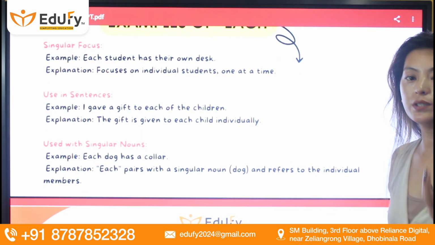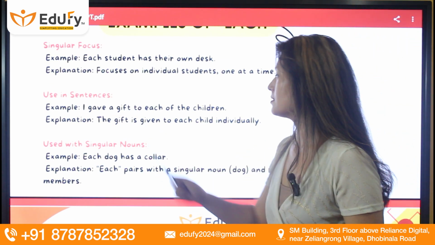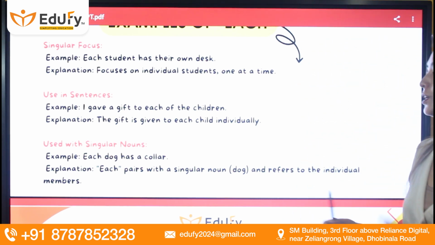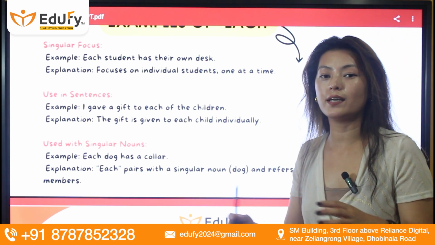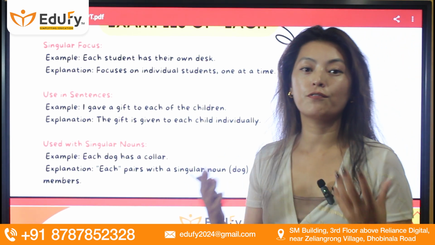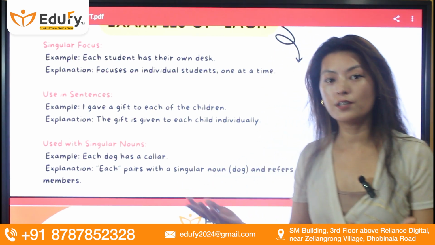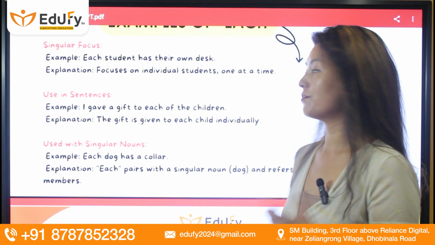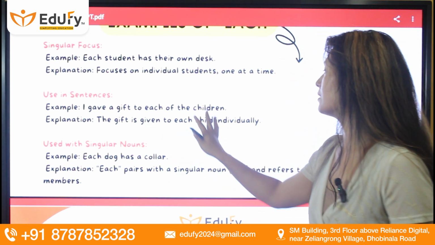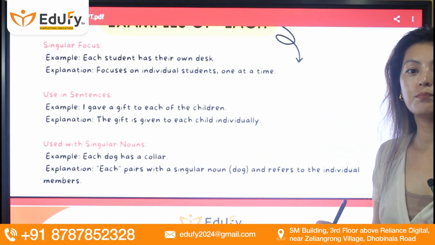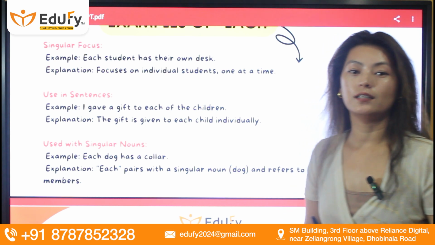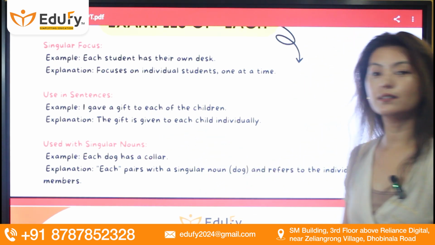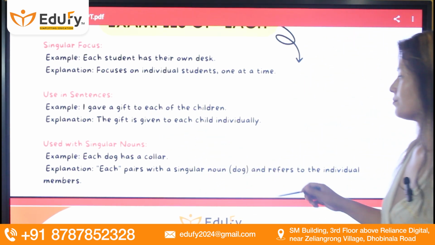Here, how do we use each in a sentence? I gave a gift to each of the children. Again, when I say the word children, it is referring to more than two, more than three, more than five also. But if I use the word each, it is referring to an individual within the group of children. So my act of giving a gift is basically pointing towards a singular person.